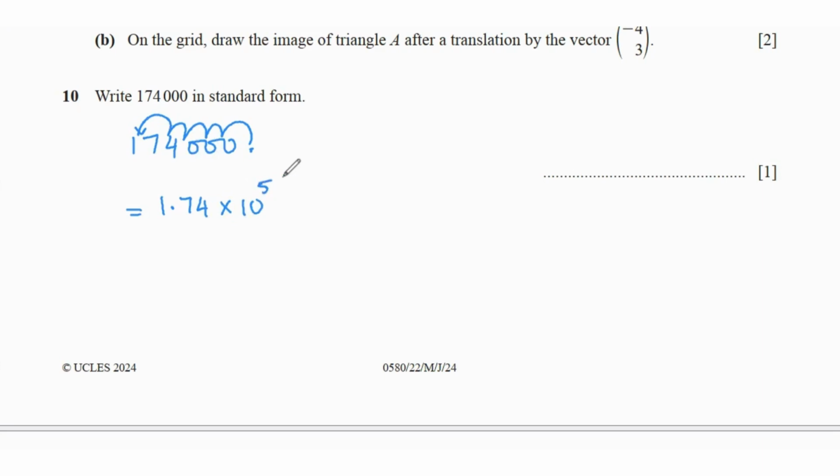Whenever we're writing numbers in standard form, always remember that the first digit has to be a non-zero number. That's why we stopped at 1 point. We didn't go after 1. It wasn't 0.174. And you don't need to write all the digits in the number. You can write the first 3 numbers and that's it. So that's going to be 1.74 times 10 to the power of 5.